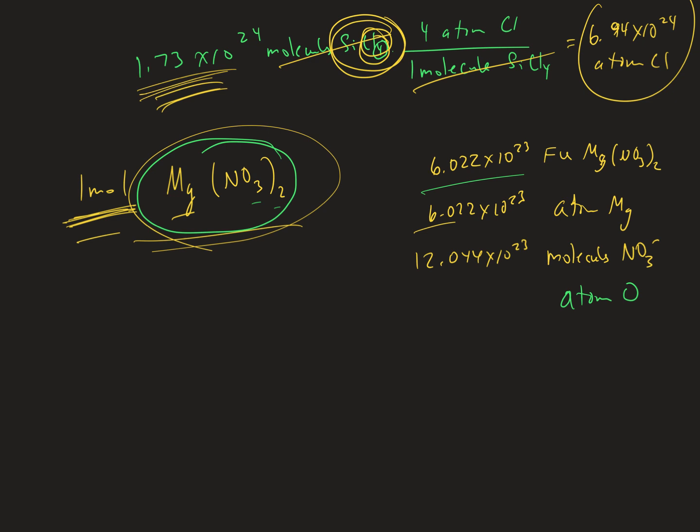So what's so magical about that number? It doesn't matter what substance you have. If you have 1 mole of Andrews, guess how many Andrews you have? 6.022 times 10 to the 23 of them. Well, that's a lot of Andrews. Okay? It doesn't matter what it is. If you have 1 mole of anything, it's 6.022 times 10 to the 23 of that thing.